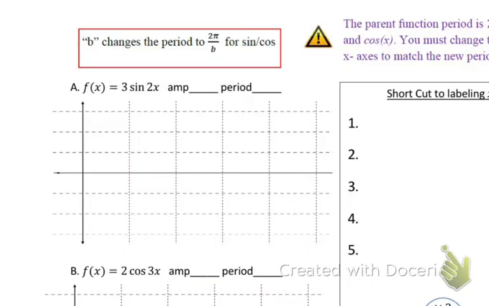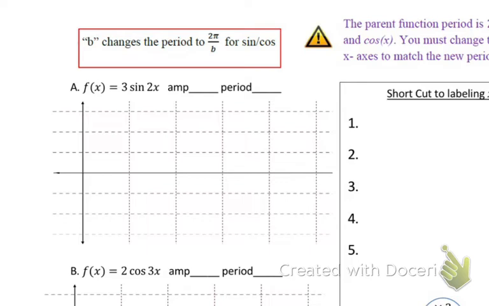So we covered 2 letters so far. We covered A, amplitude flipping. We covered our C value, left or right, it goes the opposite direction. This is a statement that goes across functions. If it's in the parentheses, typically it's opposite direction. Left or right is always opposite of what it looks like.